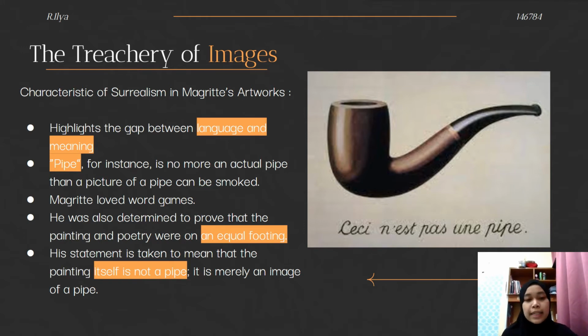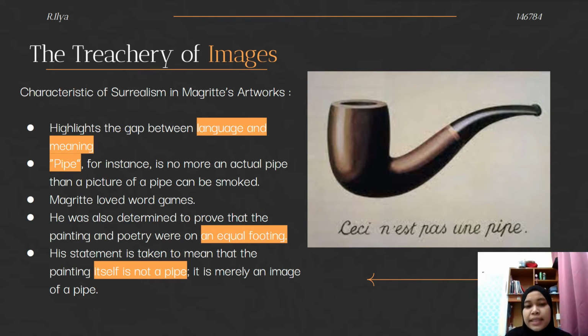So I'm going to briefly explain the artwork. As you can see, this painting shows a pipe, and underneath it there is a French sentence explaining that this is not a pipe. You may ask, what is going on here? You're showing the pipe, but there are also words telling you that this is not a pipe. He was also determined to prove that painting and poetry were on an equal footing, despite the surrealists' constant insistence on the preeminence of the written word. Magritte also explained it is quite simple.